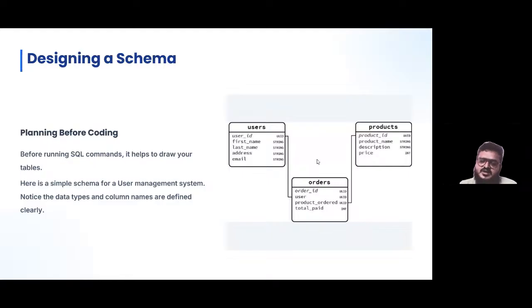Pro tips. Your table names should be decided beforehand. Your column names should be predefined. Your data types should be predefined. Your primary key should be predefined, and your foreign keys for the relationships. So these are the things you have to take care of before writing a schema. Once you have a clear design, coding is very easy in SQL. The designing part is very hard, but it's totally worth it.